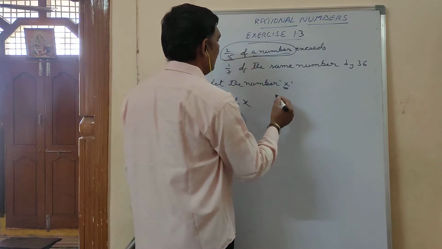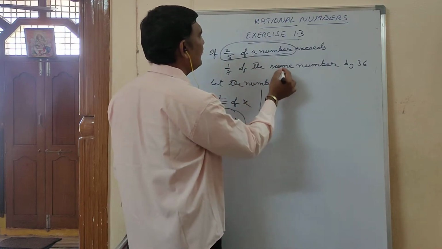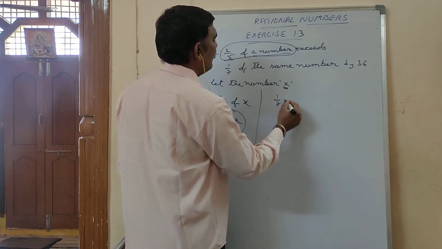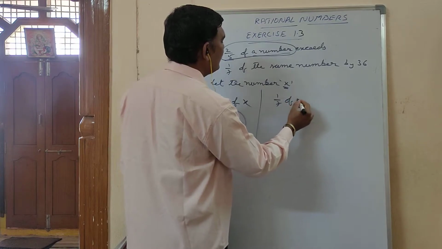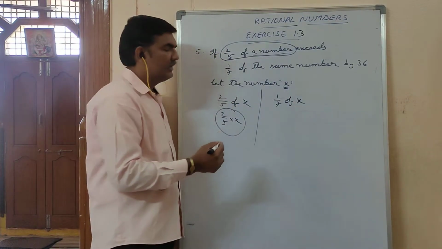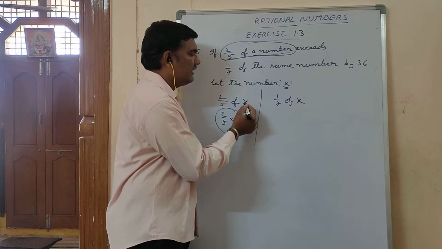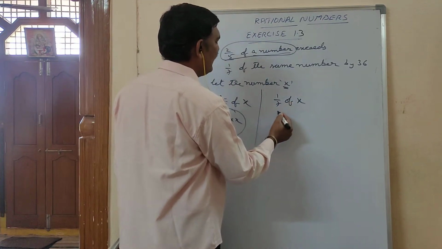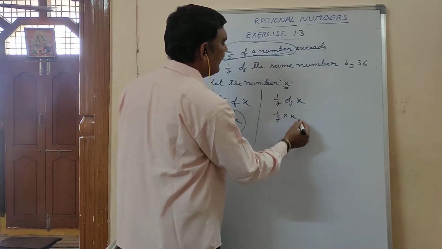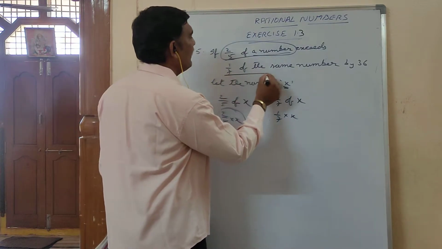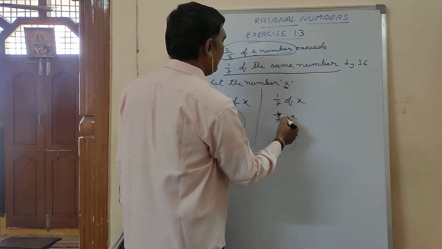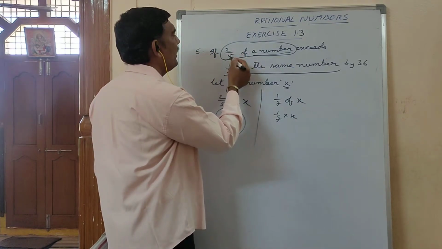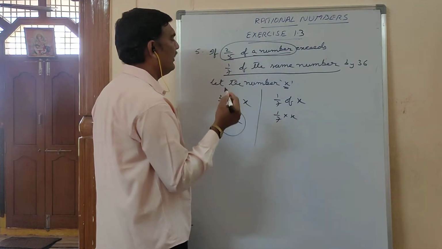Next, 1 by 7 of the same number. Same number means this number is x. This number is also x. Of means into, I said already, 1 by 7 into x. So 1 by 7 of the same number means 1 by 7 into x, and 2 by 5 of a number means 2 by 5 into x.